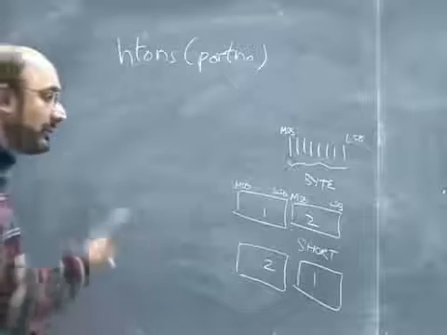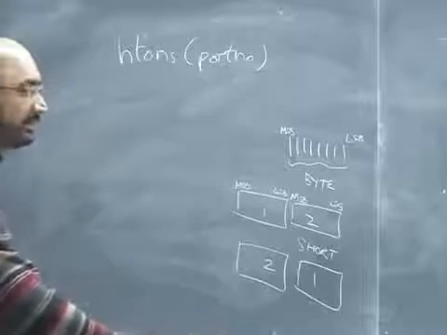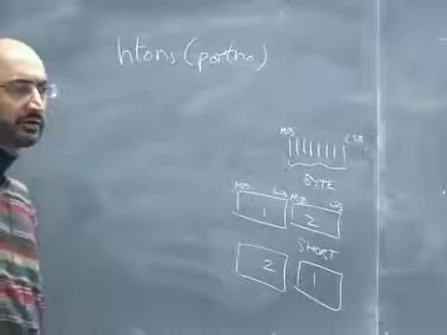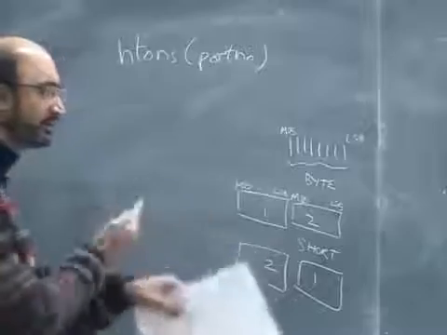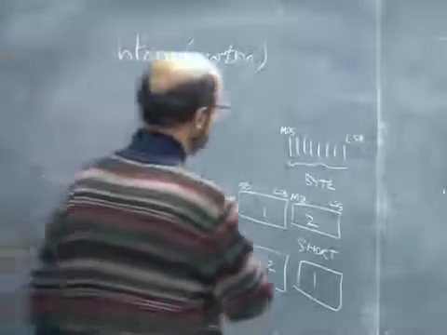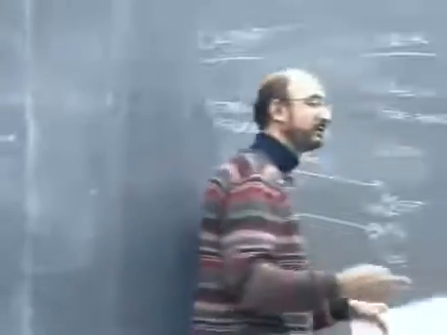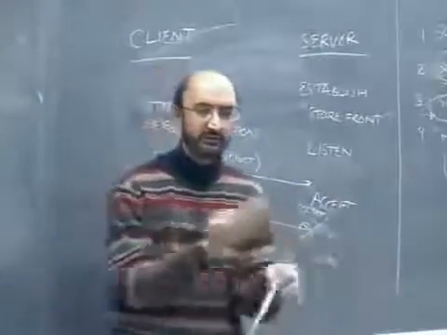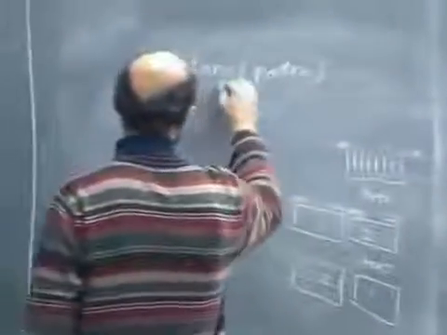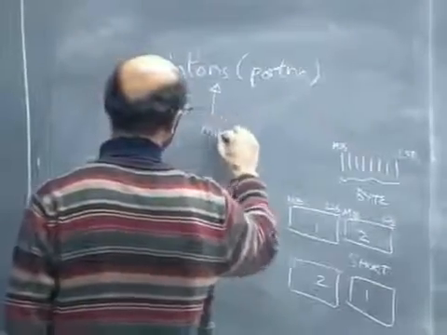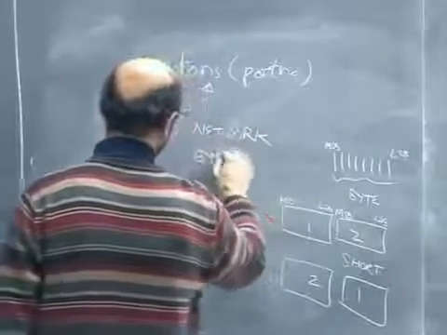We want to make sure that when we send a short into the system, the other side is going to get the short as well. It's not going to get something that's swapped around. If I say port number 2400, I don't want the network to interpret it as some other port number because the bytes got swapped around. So what we have is what's called network order, network byte order.